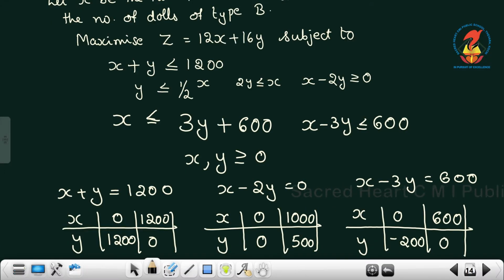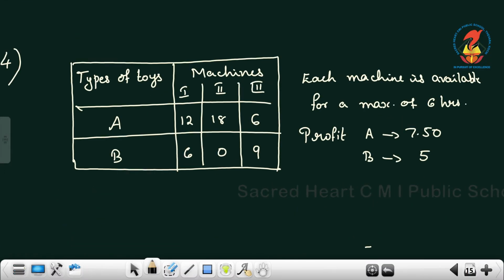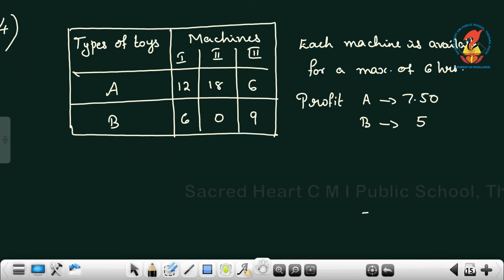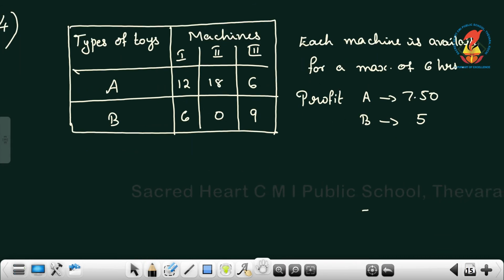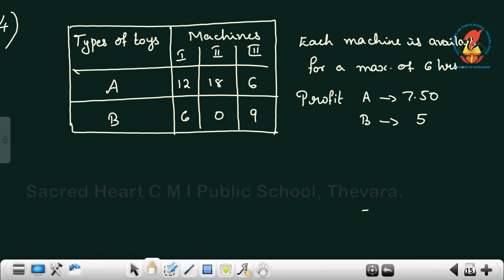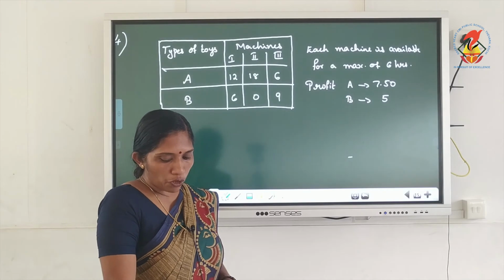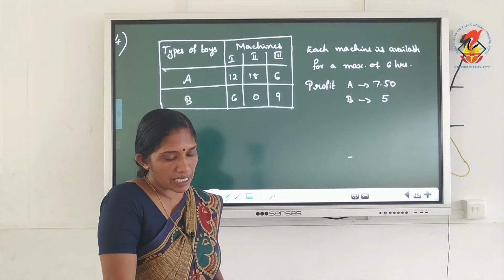Now the next question. Question number 4 in the miscellaneous exercise. So read that question number 4. A manufacturer makes two types of toys, A and B. 3 machines are needed for this purpose and the time in minutes required for each toy on the machines is given below.